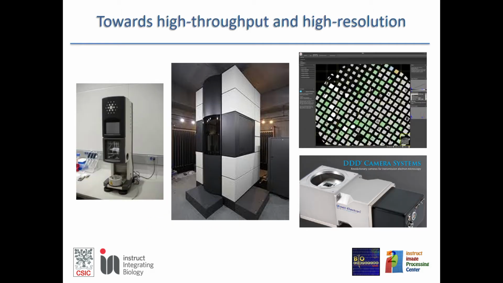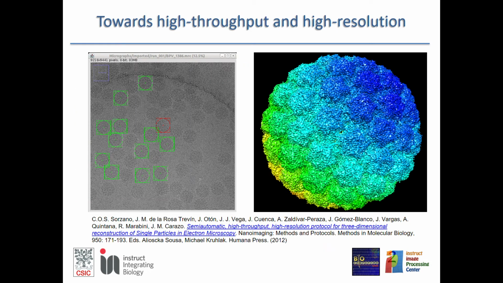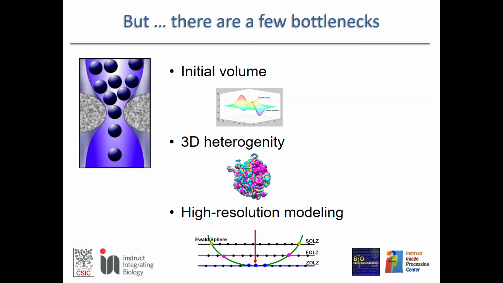Okay, so let's say that we want to have a 3D reconstruction, and we want to go from the projections of our images from the micrographs to a 3D reconstruction of them. So in the process, we will need something that is an initial guess of how the particle you are reconstructing looks like. That is the initial volume problem.